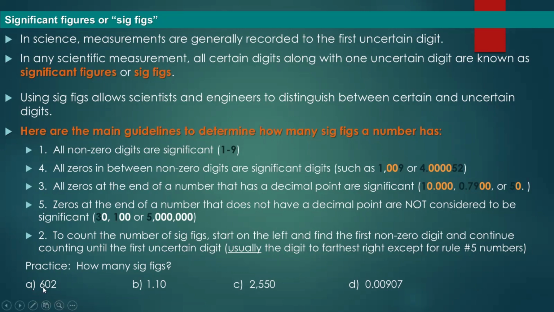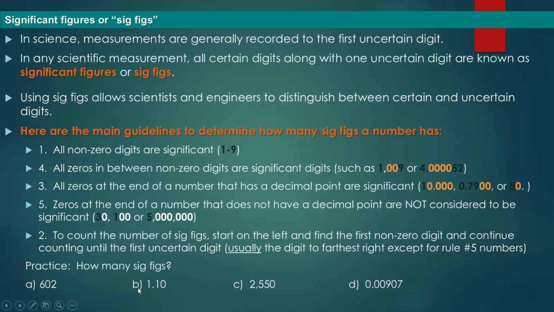So we've got the number 602. The 6 and 2 are both non-zero digits, so they're both significant. And according to rule number 4, a zero in between counts as a significant digit. So this one has 3 sig figs.